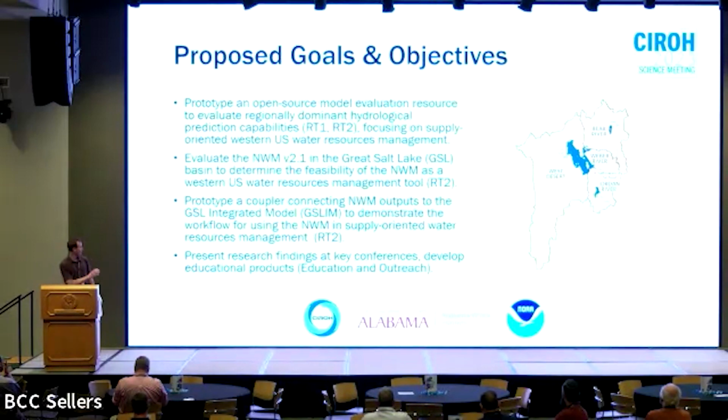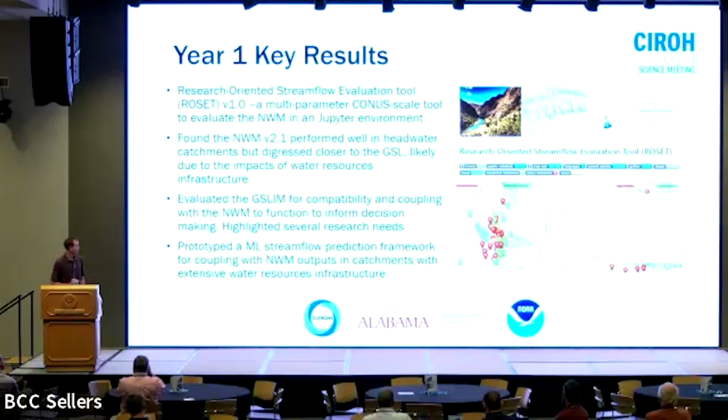We're a little out of order on the bullets, but that's the third bullet down. Before we can connect the National Water Model to the Great Salt Lake model, we need to see where we make that connection. So we realized we need to make some kind of evaluation framework. And once we identify a location to make that connection, we need to develop a way to actually bridge the National Water Model and GSLM. Those are our goals going into everything. And then we also wanted to present the research findings. Some key results.